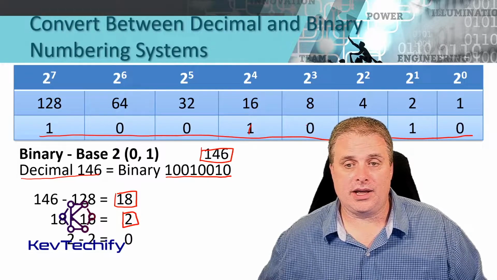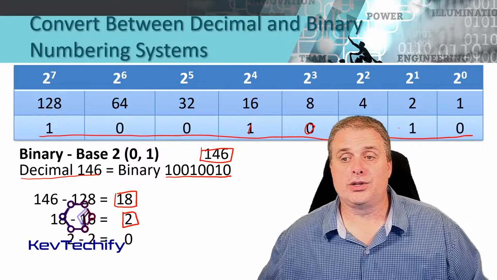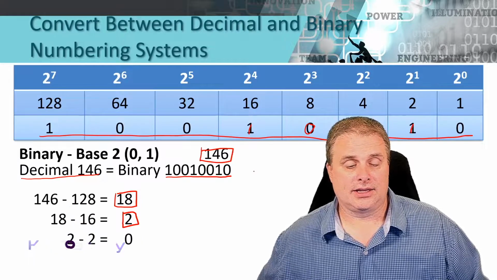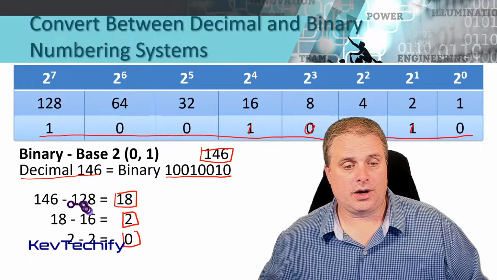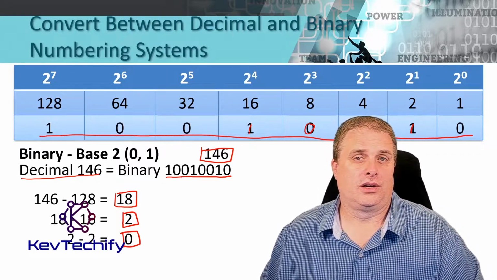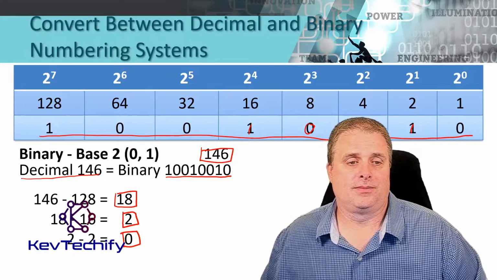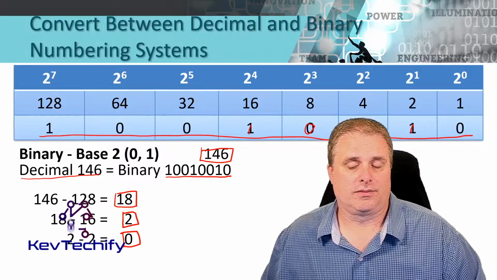Can I take 8 out of that? Nope. Can I take 4 out of 2? Nope. Can I take 2 out of 2? Yes, I can. That does give us 0 down here in our calculation. And I feel this is a little bit easier. Start with your number, take the biggest values out, put 1s in that column, subtract it, and continue on.